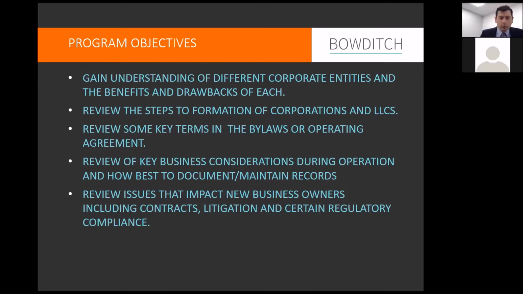We're going to review the steps in the formation of corporations and LLCs in the United States. We're going to review and talk about some key terms that you might consider when you are drafting your bylaws and your operating agreements, bylaws for your corps, operating agreements for your LLCs. We're also going to touch on some other key business considerations that it's helpful for new business owners to simply be aware of as they are forming their entities and, frankly, when they're getting their businesses up and running.